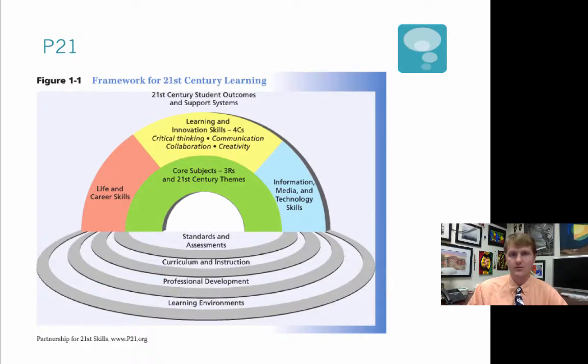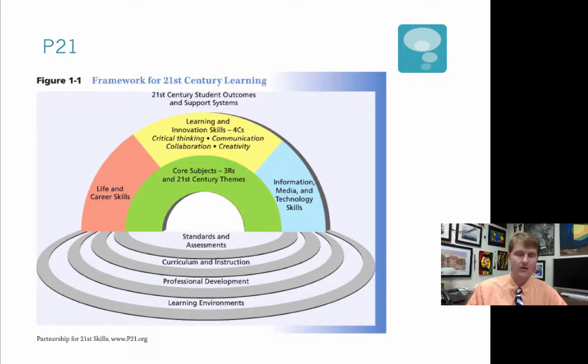The framework for 21st century learning is illustrated here and in your textbook. You have your core subjects: reading, writing, arithmetic, 21st century themes, and that's standards assessed. That's our testing culture. Those are the things that are going to show up in your STAAR exam, in your national teacher exam or Texas teacher exam. These are the basic core knowledge that you need to have.